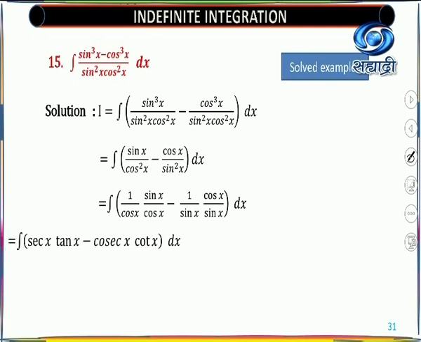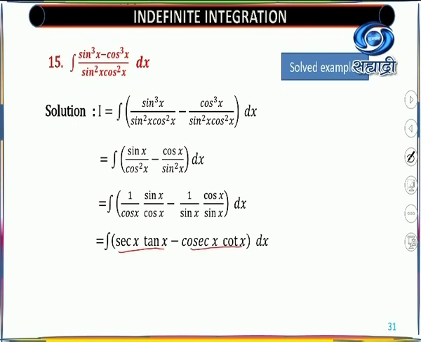So what will be the next? Next is nothing but the integral of sec x tan x minus cosec x cot x dx. Now look at here. This is the derivative of sec x. This is the derivative of minus cosec x. First we need to separate them out.